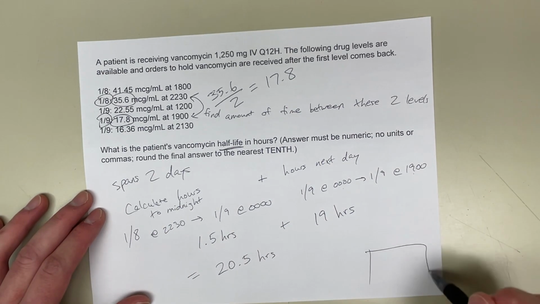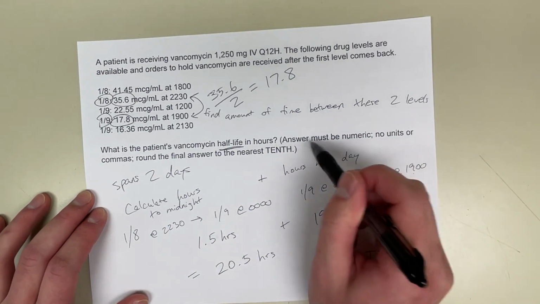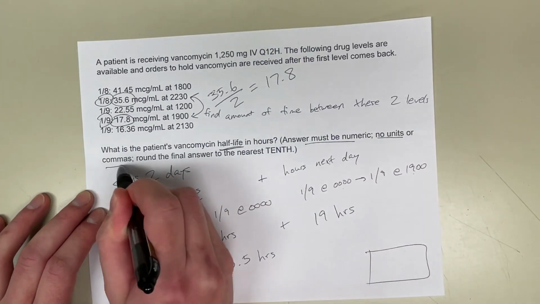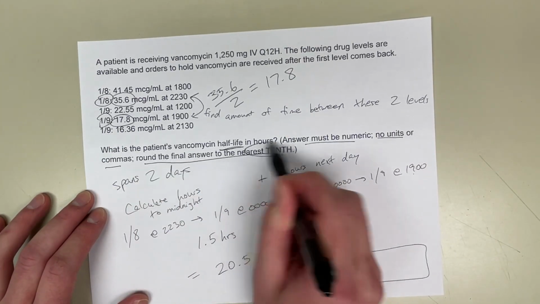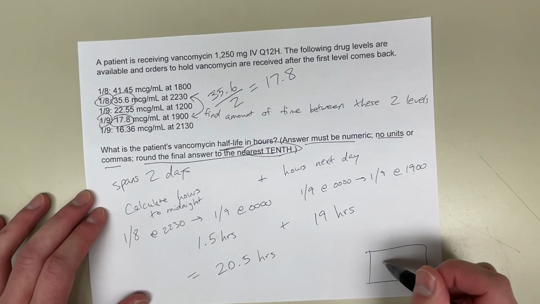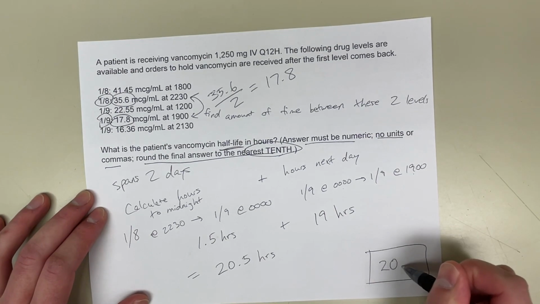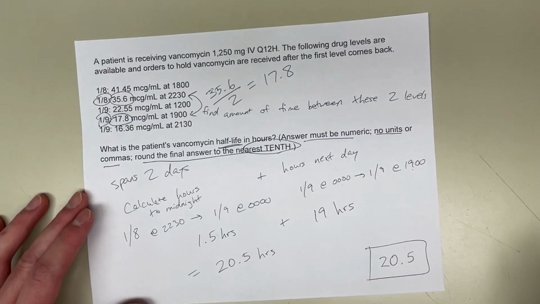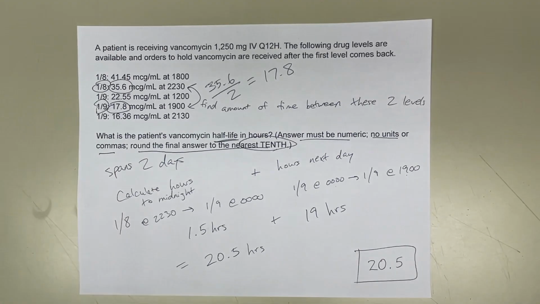Then you follow the instructions on the question. Numeric answer, no units or commas. Round final answer to the nearest tenth. It's already in tenths, so you don't have to do any rounding. So you just put 20.5 in the computer, and that's your answer.